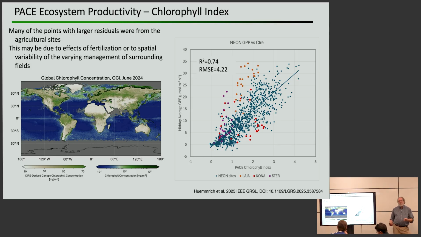And it may also have to do with the fact that generally the plots with these agricultural sites that the flux tower is in are relatively small compared to the 4-kilometer size of the PACE pixel. So that might be another factor. But if you remove those points, the R squared goes up to 0.74. So now we're getting really something pretty good.